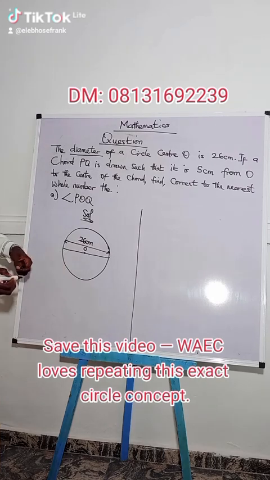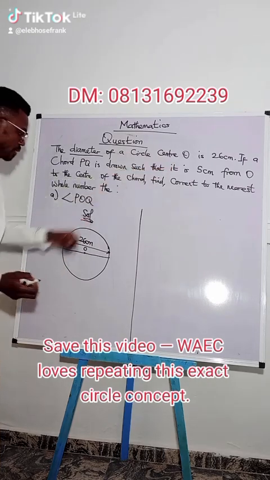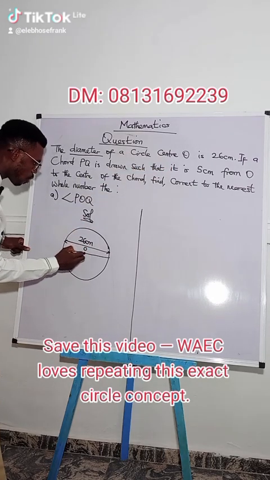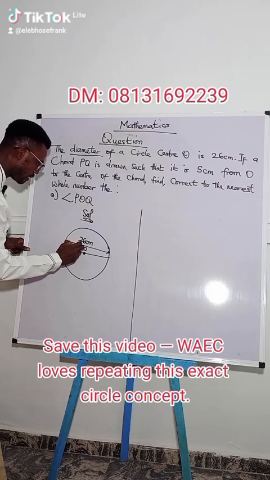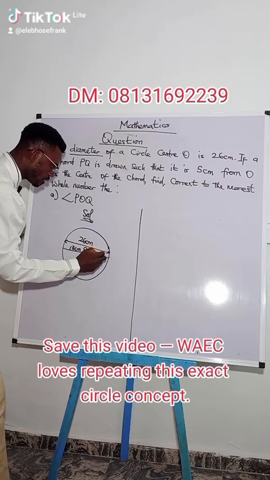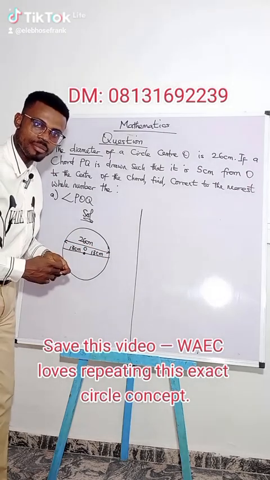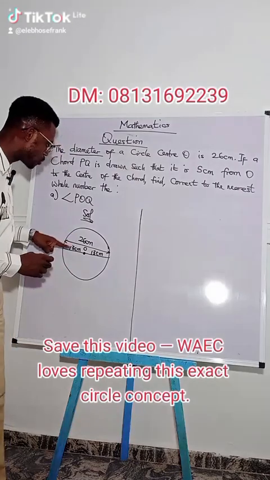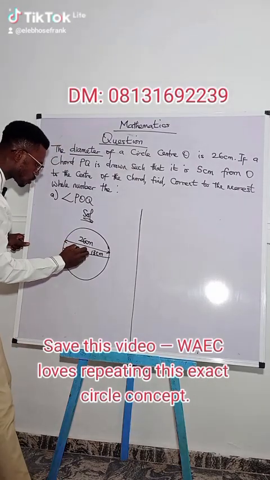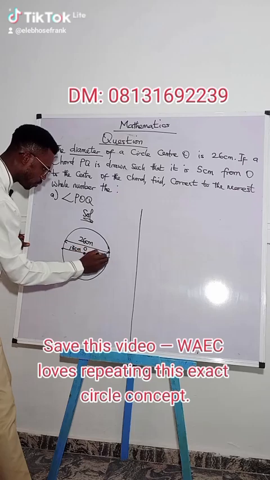26 cm. Now if it is 26 cm, it means that the radius is what? 13, because radius is what? Half of diameter, or diameter divided by 2. So 26 divided by 2 gives me 13. That means the radius here to here is 13, here to here again is 13.